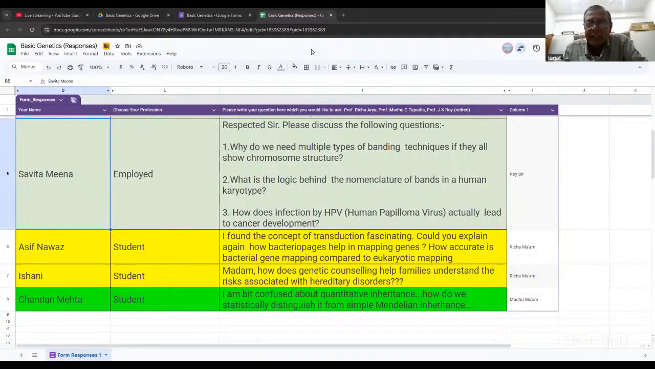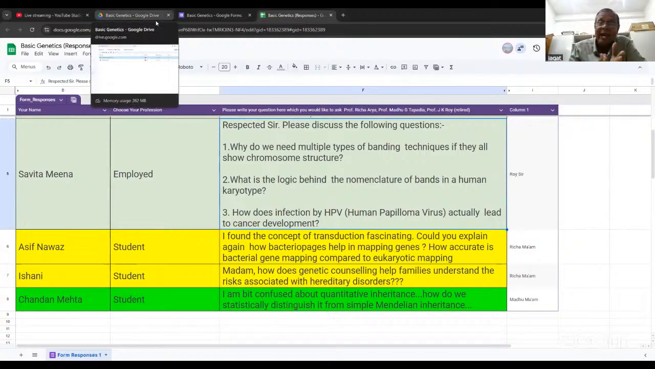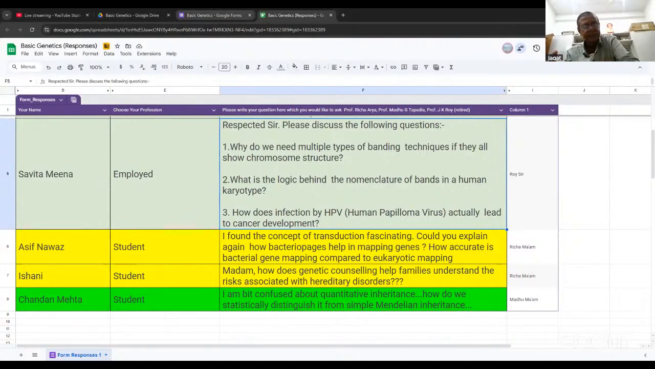By that also, you can see the different structure of the heterochromatic region, or the different structure of the chromosome's centromeric region. And on that basis also, you can identify the chromosomes. But it is not that chromosome regions can be made clear by it. So this is the answer.